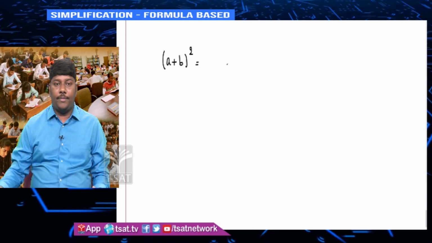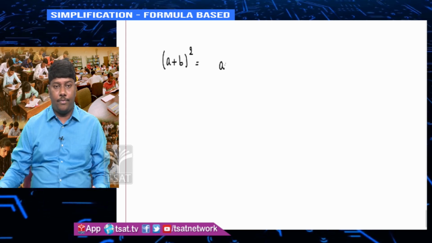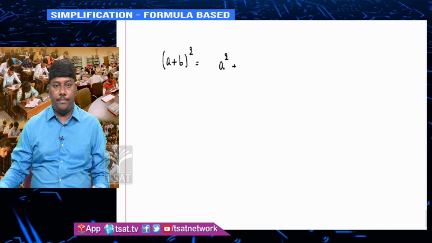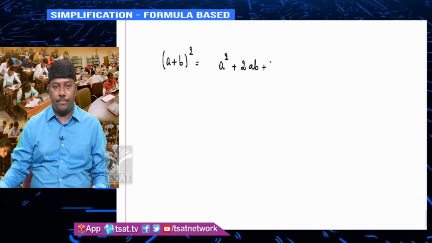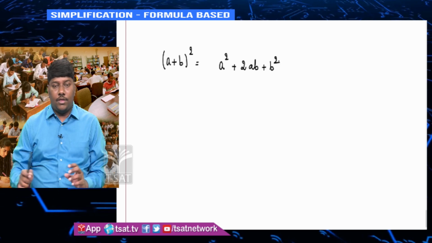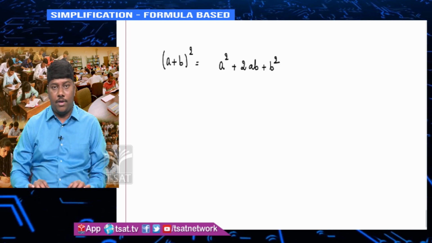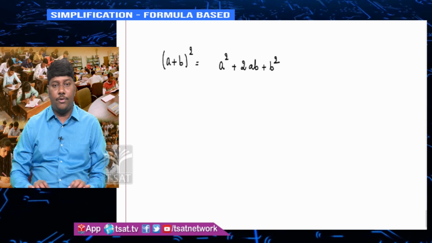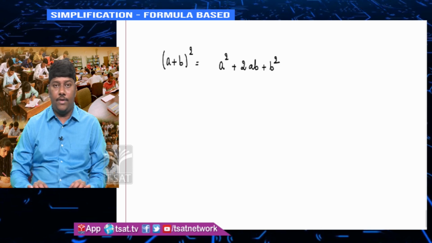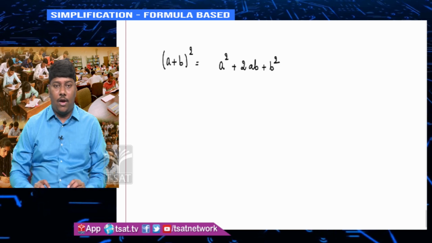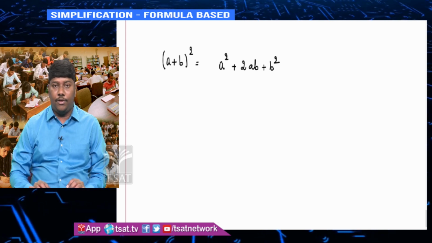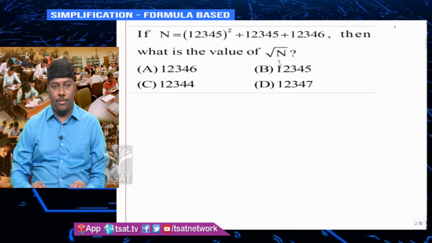See, we all know (a plus b) whole square is a square plus 2ab plus b square. This formula is very simple, but when they decide to give a difficult problem on this, even the simplest formula becomes difficult. Now look at how the application of this formula can be used in a problem. Now look at this problem.